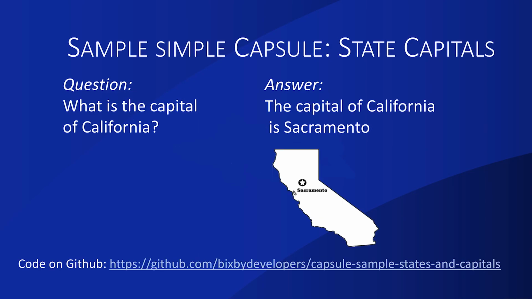So our sample capsule, I gave you a glimpse of that running, is really simple. We're just asking the question, what is the capital of state name? And answering, the capital of the state name is the capital. So what is the capital of California? And the output is the capital of California is Sacramento. And then there's a little state outline graphic below there.